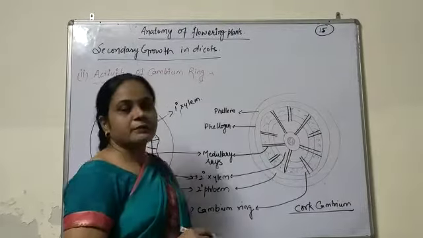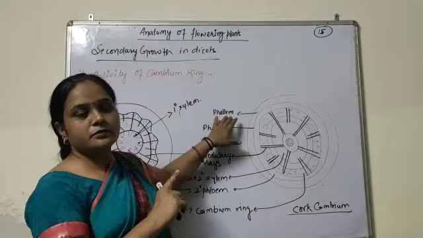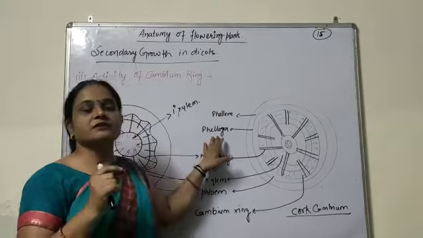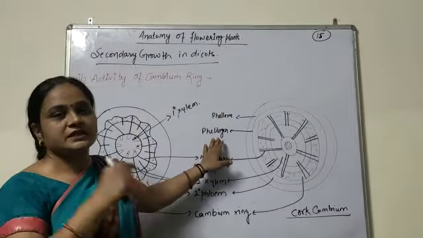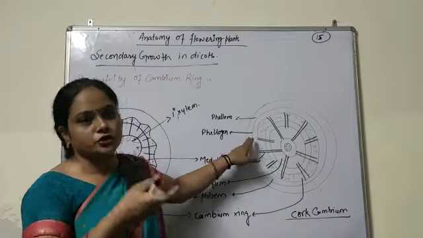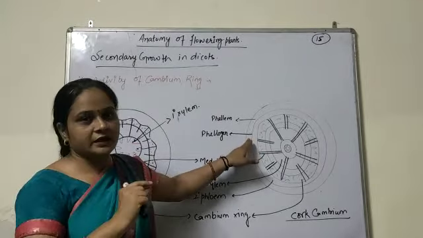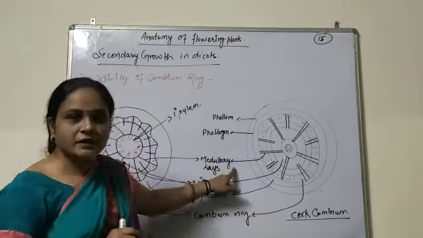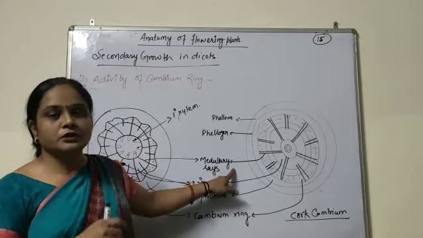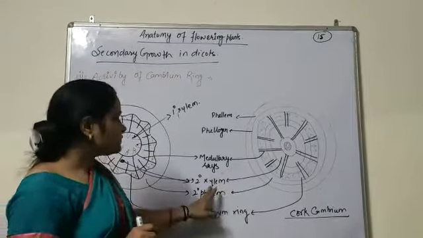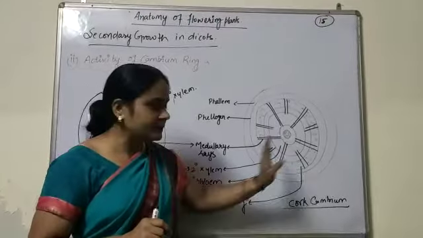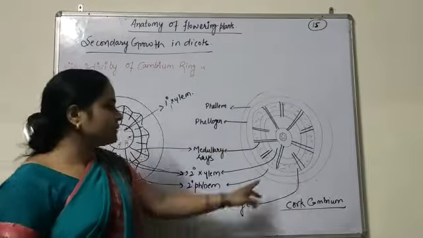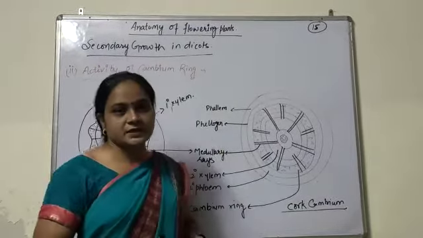So how can this cork cambium be represented here? The outermost layer is known as cork. Then there is the phellogen. Phellogen means the secondary cortex, or the ground tissue developed here after the meristematic activity of the plant. Here again these are the medullary rays, produced secondarily due to the meristematic activity of the cambium ring. Secondary xylem is formed towards the pith region, secondary phloem towards the cortex part, and the cambium ring is present between the secondary phloem and the secondary xylem.